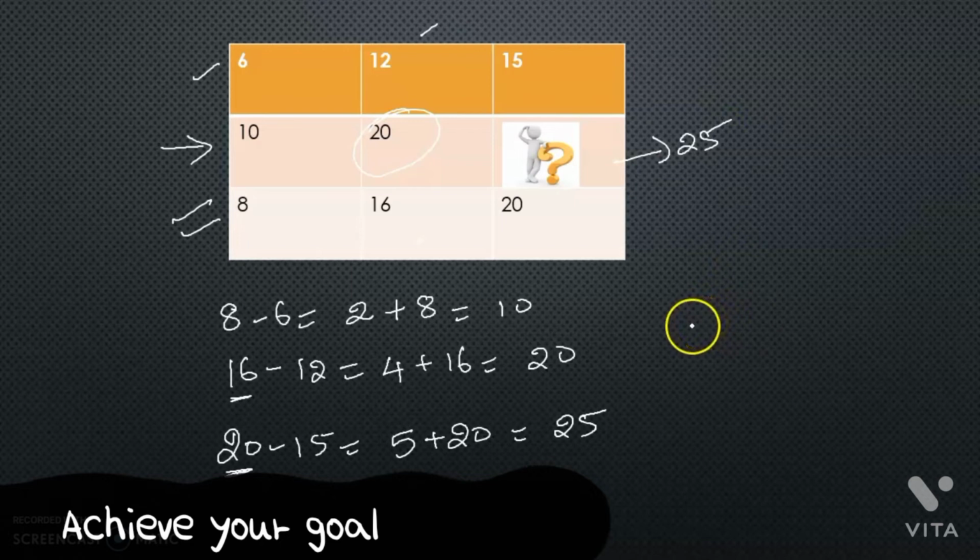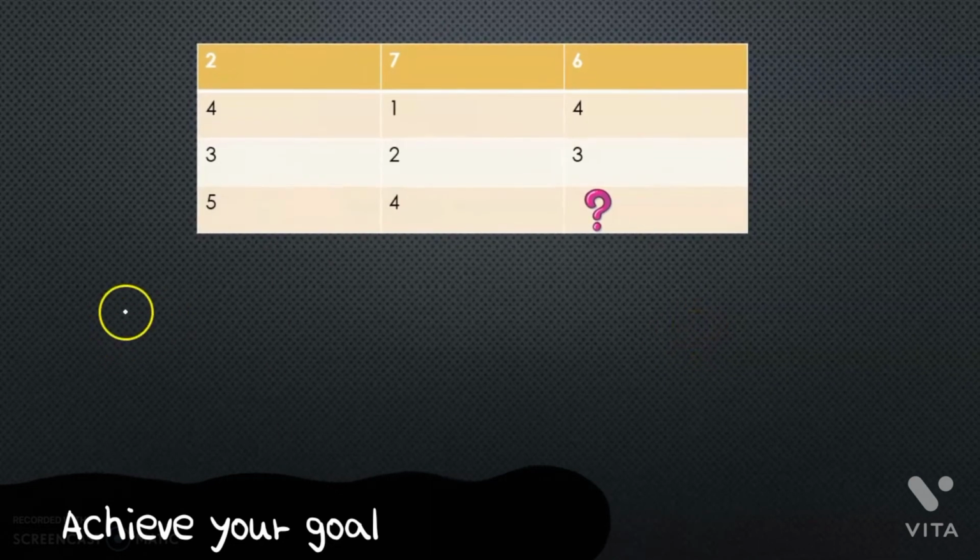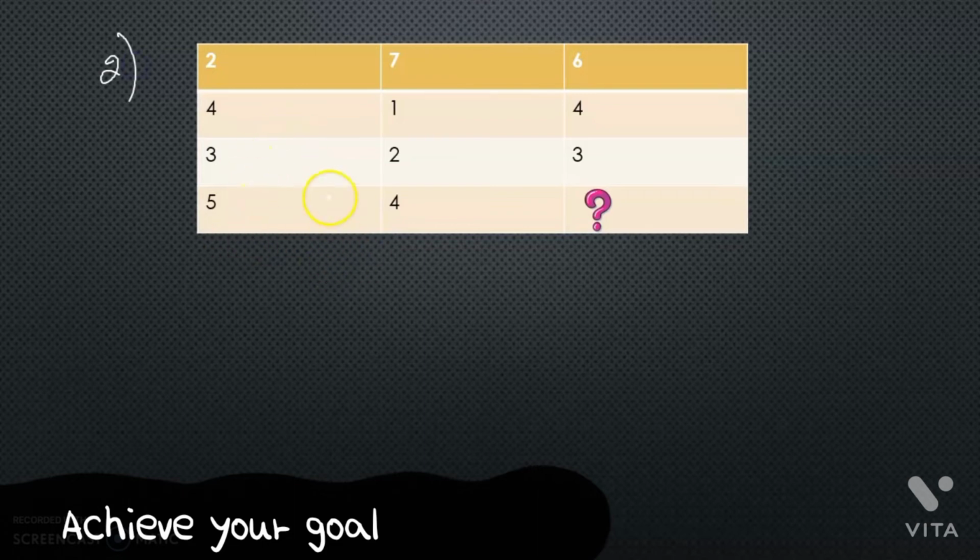Next, moving towards the next sum. Now sum number 2, and here this is a tabular column which is given, and this is 1, 2, 3, 4 rows, 3 columns. We have to find the solution for this value. So here you just see the numbers are very small: 2, 4, 3, 5, 7, 1, 2, 4, 6, 4, 3, and this one is how much?